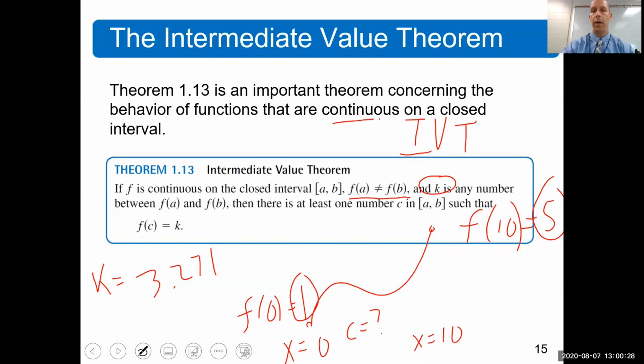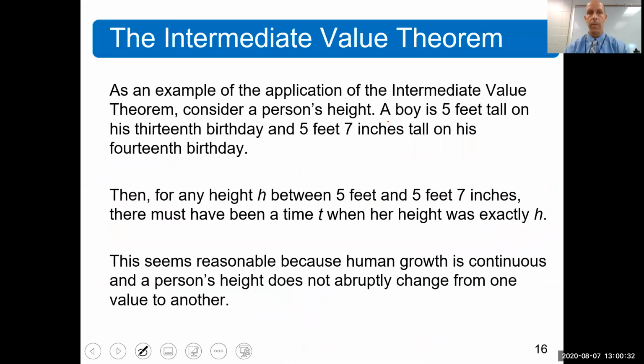And this is based on continuity. It has to be continuous. So for example, an application of this would be, let's say a boy is 5 feet tall when he's 13 years old, and then he's 5 feet 7 when he's 14 years old.